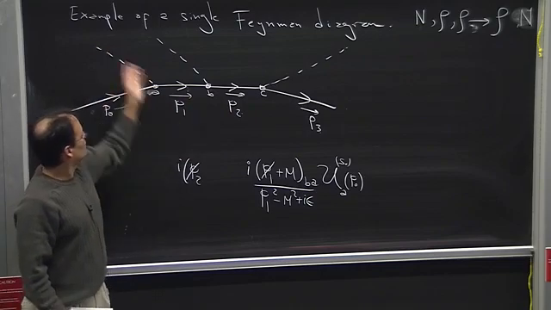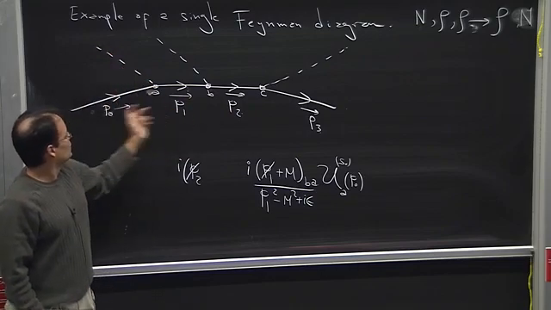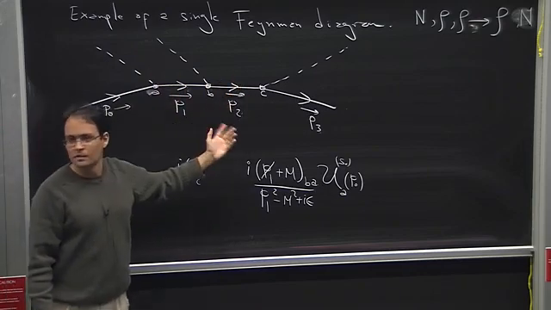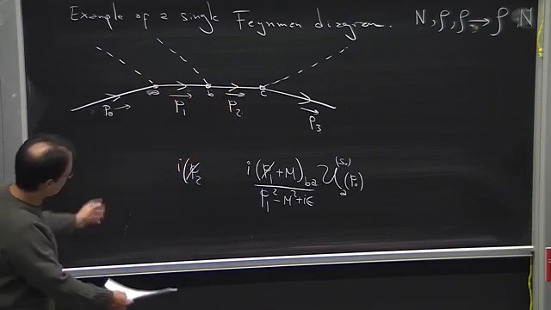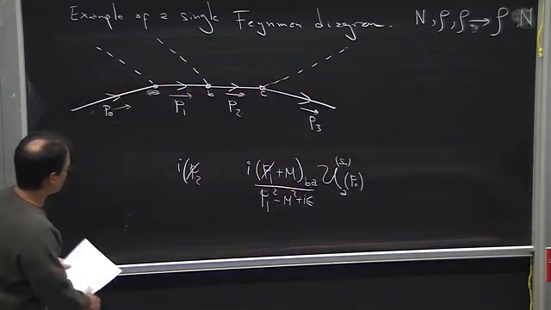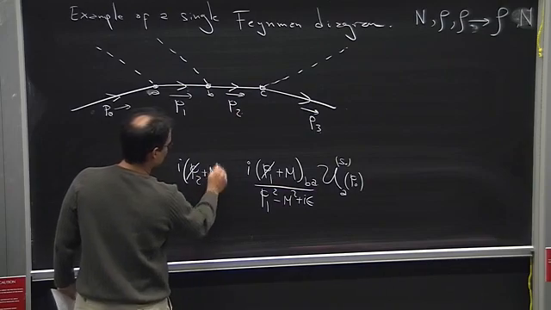I'm just saying whatever the momentum of this is, P1 will be the sum of the two momenta. I'm not bothering to write that. That's trivial. If you want to do it, you can do it. But since we're not computing an actual amplitude, it's not very important. So we put an M here.